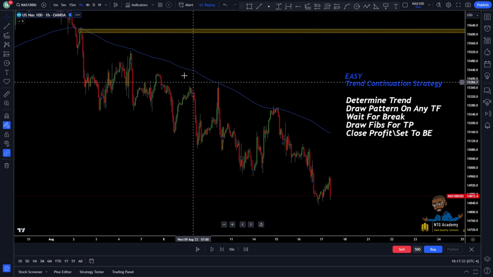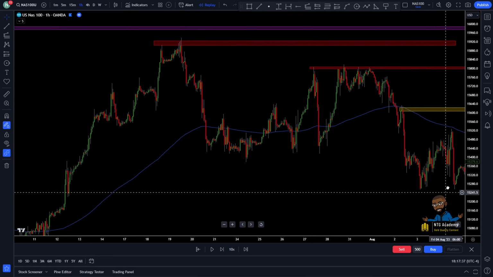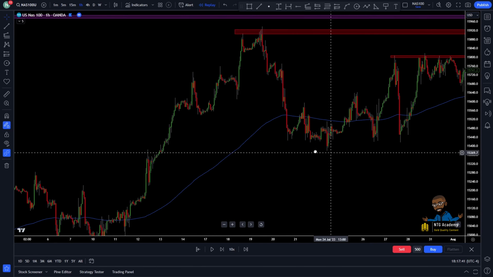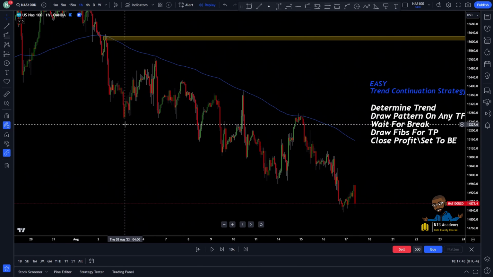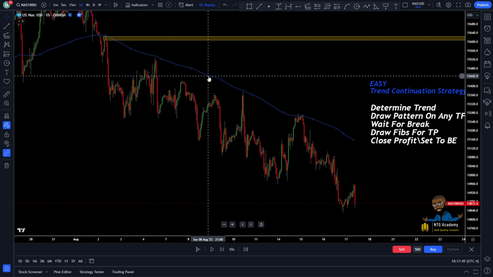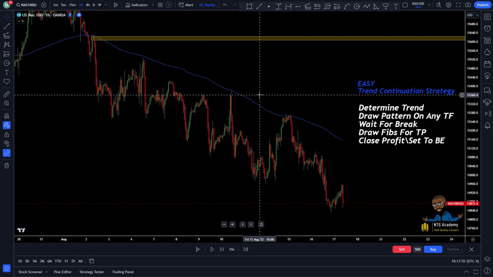Of course, if we're under the EMA, it's a downtrend, and if we're above the EMA, it's an uptrend. That's just a quick way, so you don't have to do market structure to determine the trend. We have that easy method right there, which is the EMA. You can use the EMA or the SMA, guys. One of those works wonderfully.